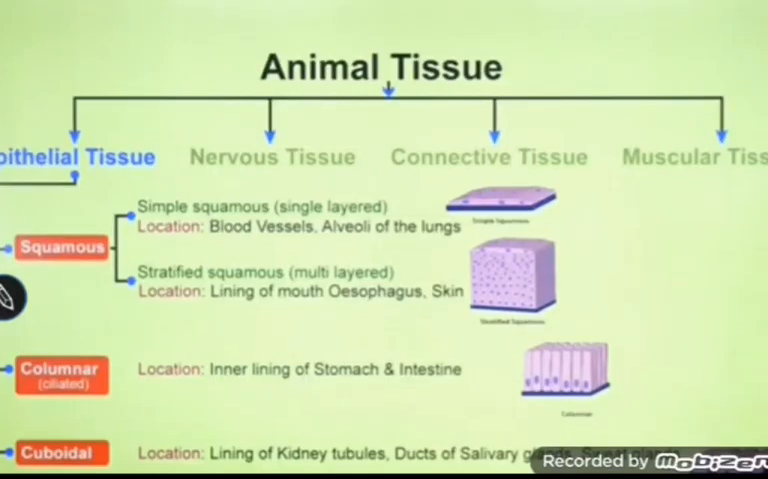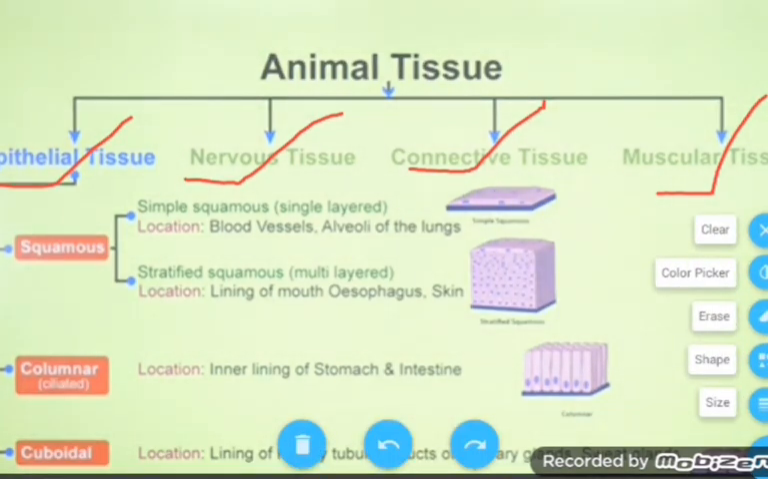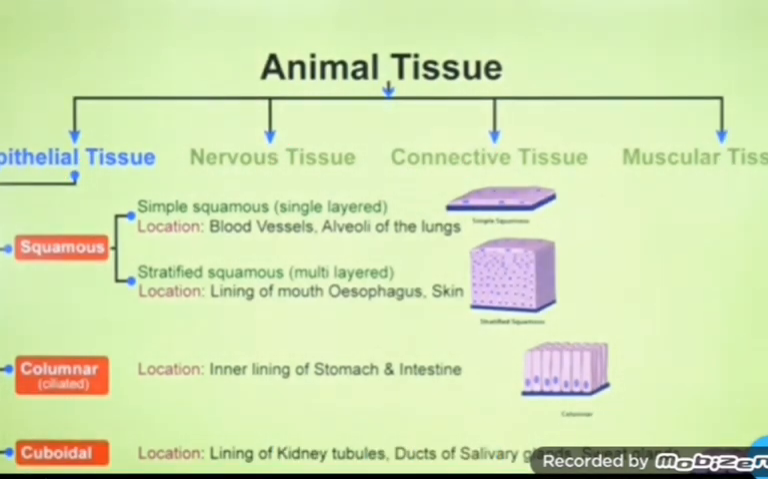Today we are going to learn about animal tissue. Animal tissue is of four types: epithelial, nervous, connective, and muscular. Now let us see epithelial tissue. Epithelial tissue is found almost everywhere in our body, and it is of three types: squamous, columnar, and cuboidal.